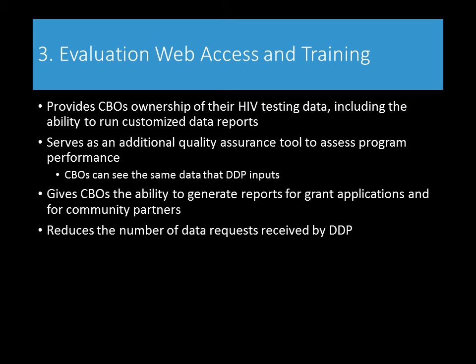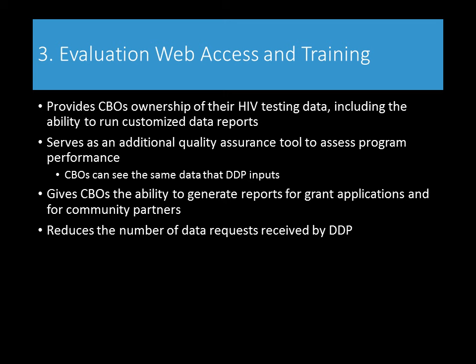Since we enter all of our evaluation web data at our central office, one of the ways that we're helping our CBOs gain more ownership of their HIV testing data is by granting them access to evaluation web to run reports. It's also serving as an additional way that our agencies can check their HIV testing data against what we've received in terms of their forms and what we've entered.